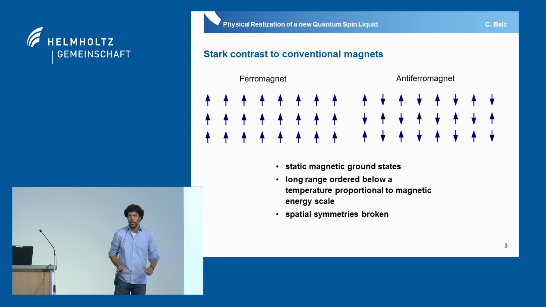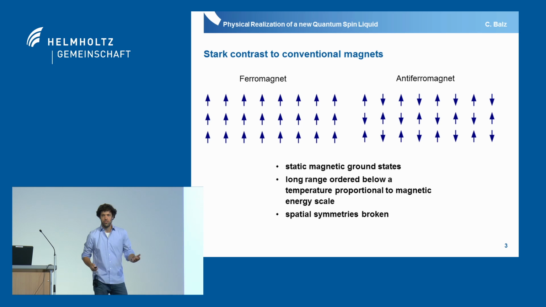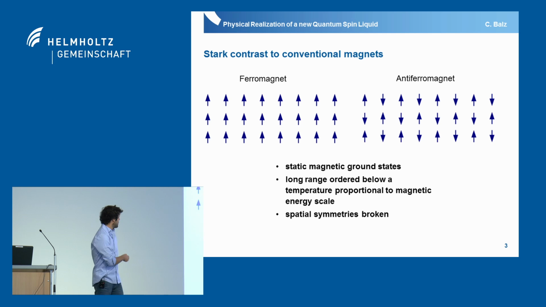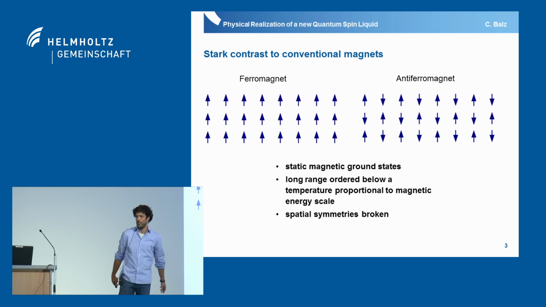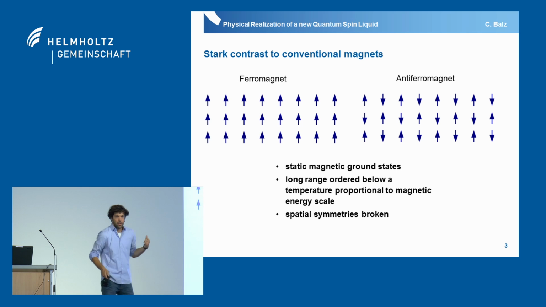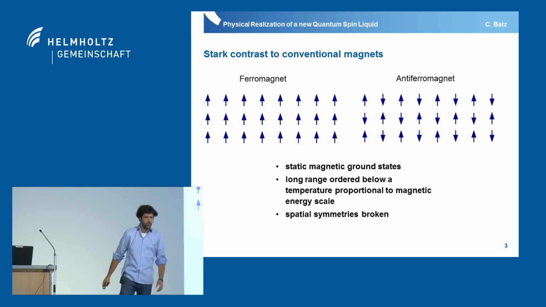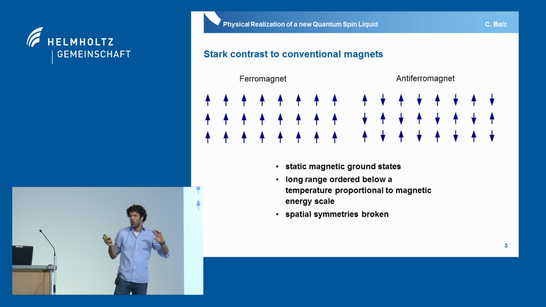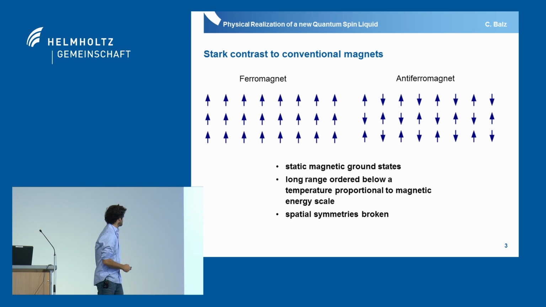So as I already said, it's in stark contrast to a solid. So conventional magnets, we have a ferromagnet and an antiferromagnet, where in the ferromagnet all spins point in the same direction, and in the antiferromagnet on the right side, they point in opposite directions. These phases, as you see, they break spatial symmetries because of the regular arrangement of spins, and they have long-range order, which usually appears at a temperature which is correlated to the intrinsic energy scale in a certain material.